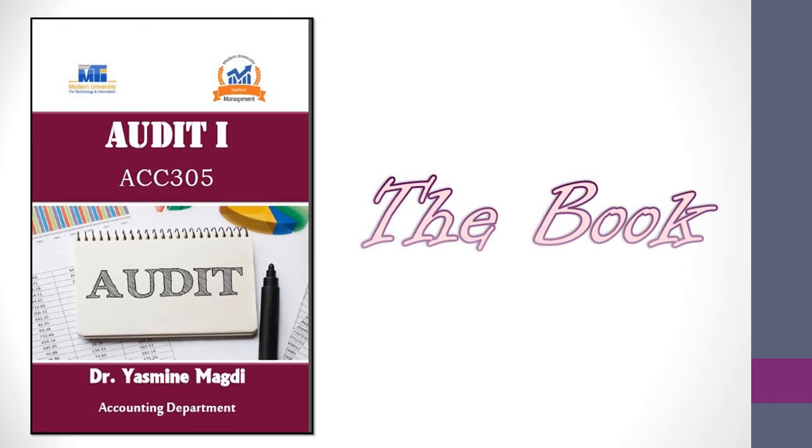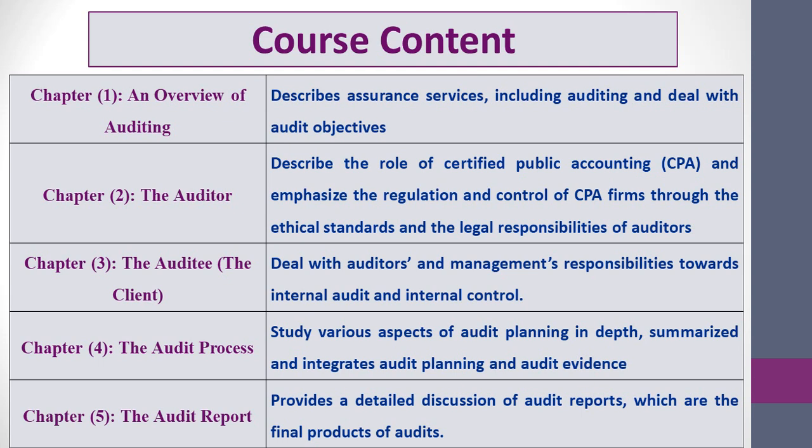This is going to be our book. It's going to contain all the material for our course. Our course content is going to be in 5 chapters. In the first chapter, we are going to introduce the meaning of auditing and other assurance services provided by auditors, as we are going to know what the audit objective is.